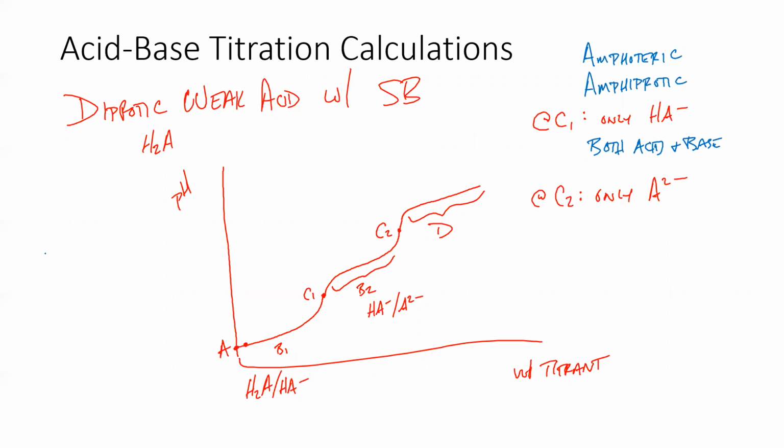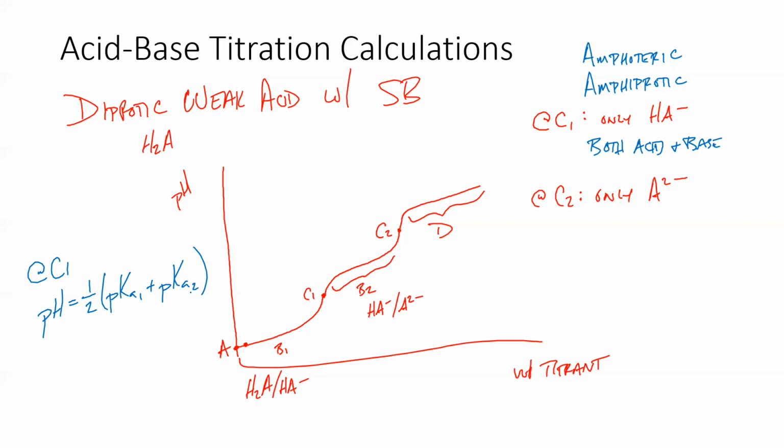But for now, at point C1, because it's pulled both directions, the pH at point C1 is equal to the average of the two pKa's. And so you end up with a pH that's pretty easy to calculate at C1 because it's halfway between pKa1 and pKa2.